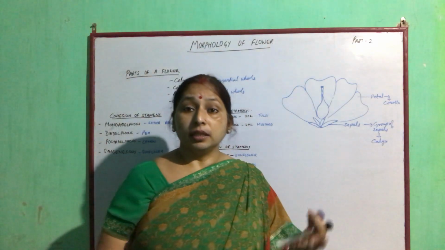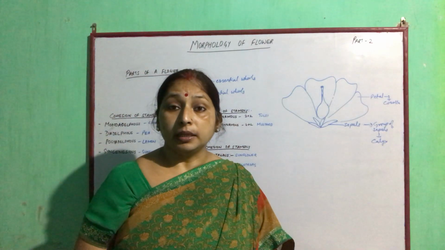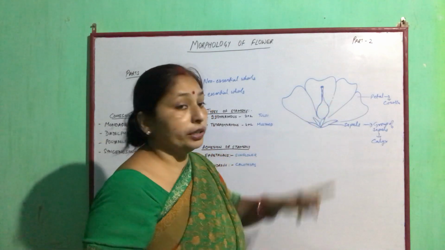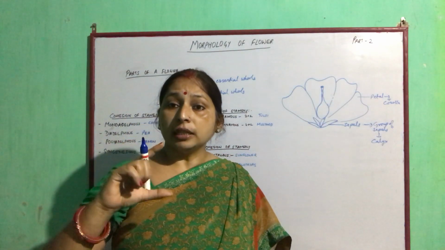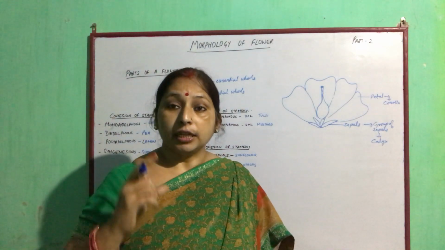The carpels may be single, monocarpellary if it is one, or bicarpellary. This we'll discuss later on. So the stigma, style and ovary, these three together comprise the female reproductive part, which is the gynoecium.